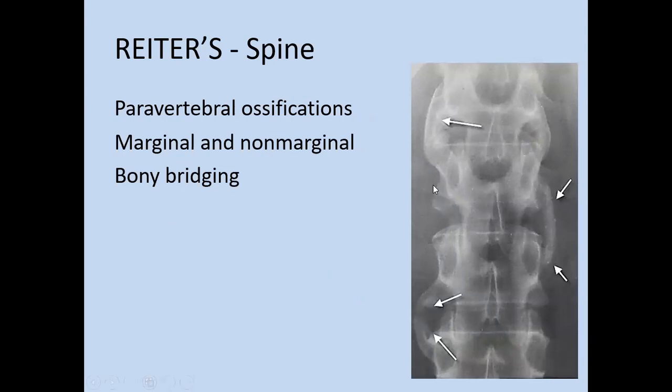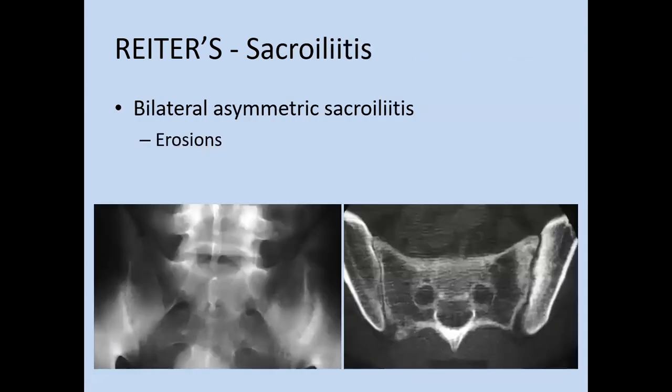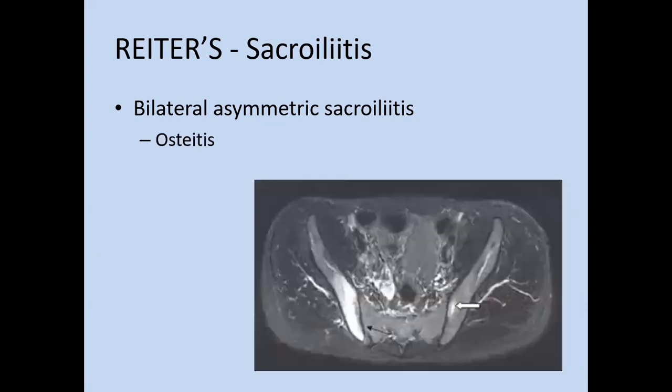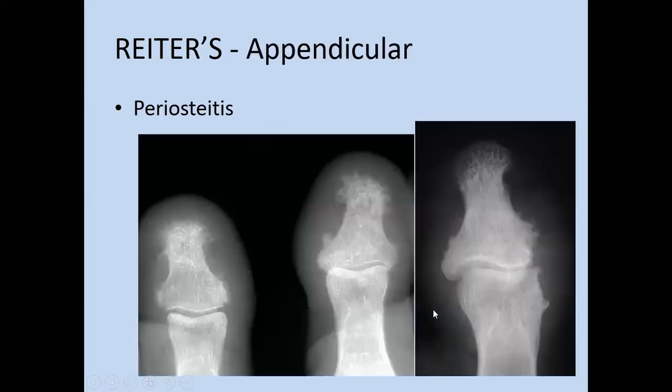So this is how Reiter's looks. Again, we see these paravertebral ossifications around the spine and here as well. So this is the typical appearance of Reiter's. Involvement of the sacroiliac joints is bilateral asymmetric, just like psoriasis. So we see more aggressive involvement on the left than on the right on radiographs and CT, and that goes with Reiter's. And again, on MRI, we see the same thing, more aggressive involvement on the right side than on the left side. That goes with Reiter's.